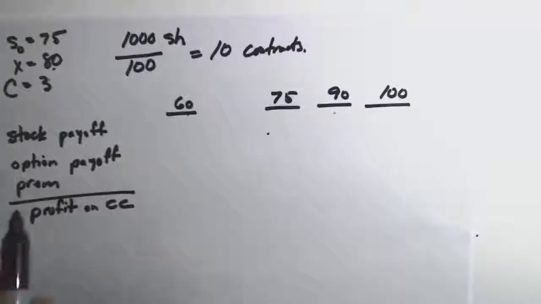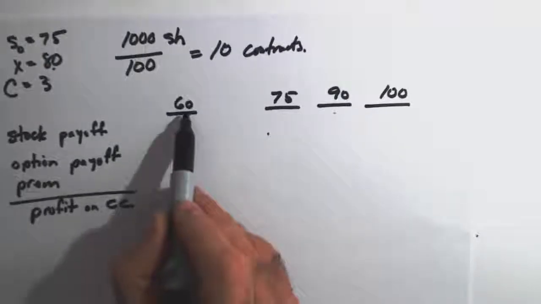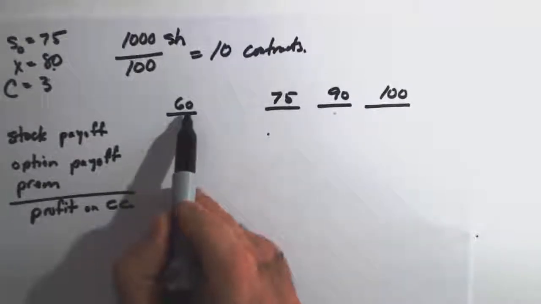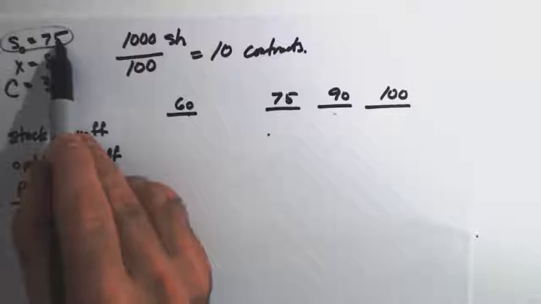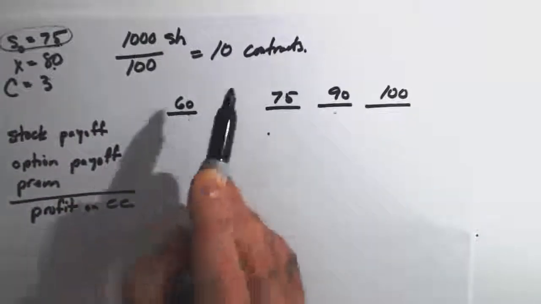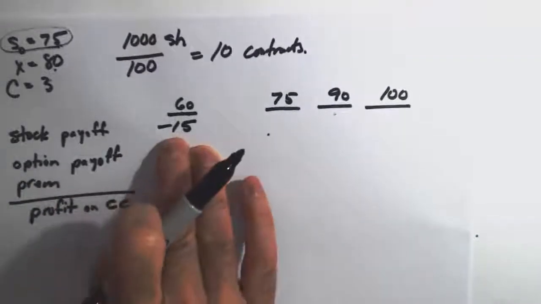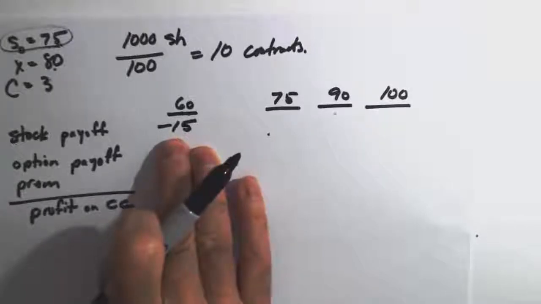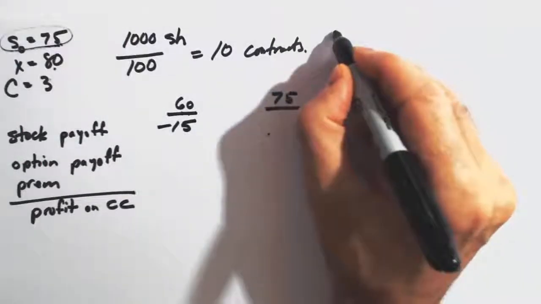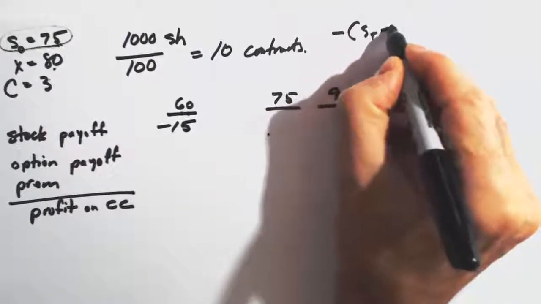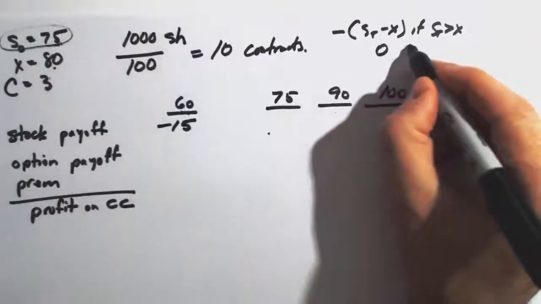So now let's evaluate the stock payoff and the payoff to the option and the premium when we have a $60 per share scenario. We were originally at 75 when we put on this position, and the stock price is now 60. We lost 15 on the stock price. So just looking at the stock all by itself, that's a minus 15 loss. Now we want to figure out the payoff on the option. Remember, the payoff on the option is minus (ST minus X) if ST is greater than X, and 0 otherwise.